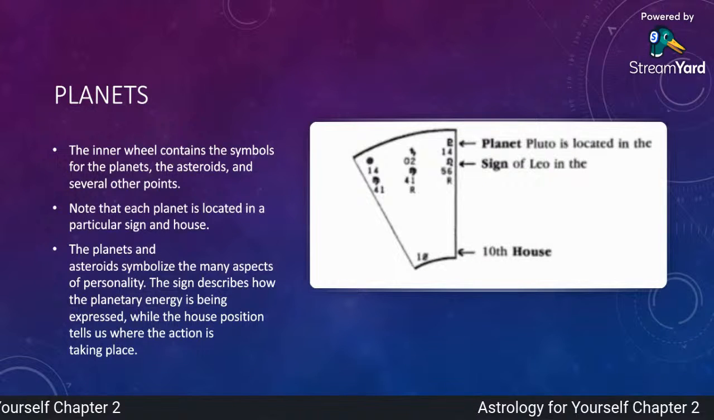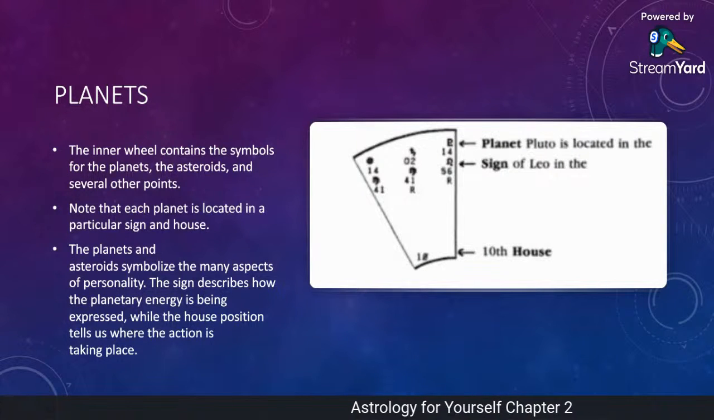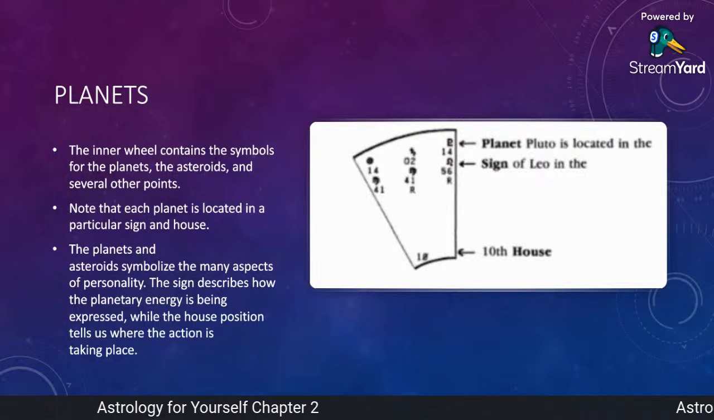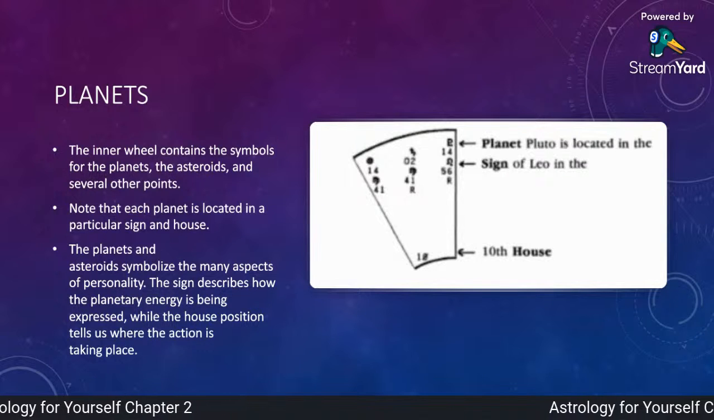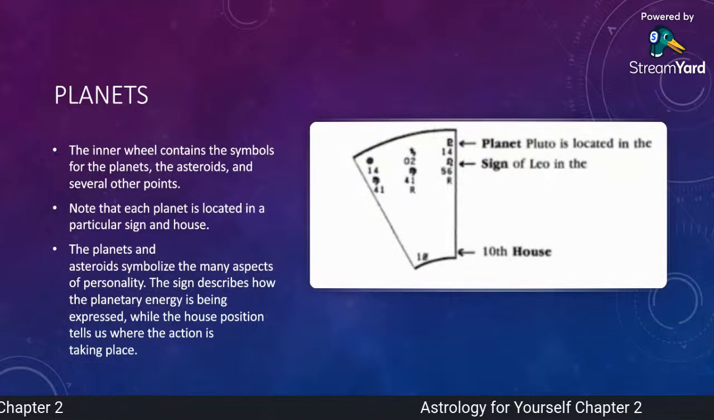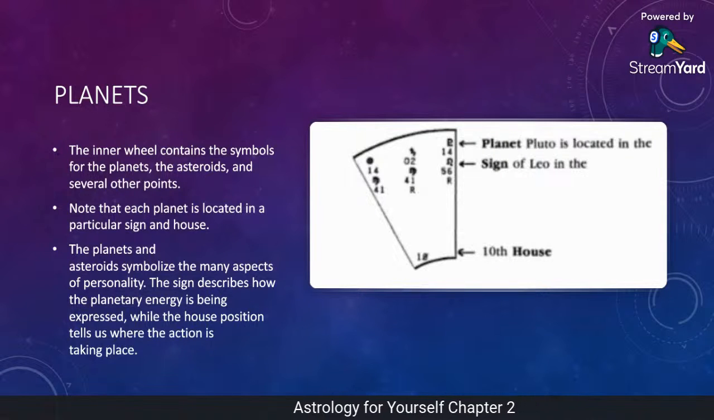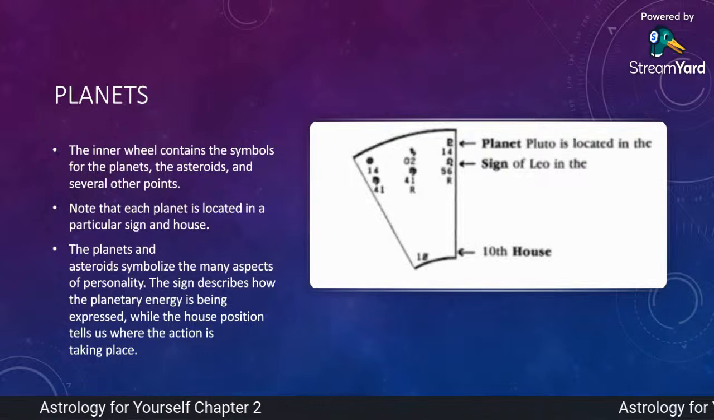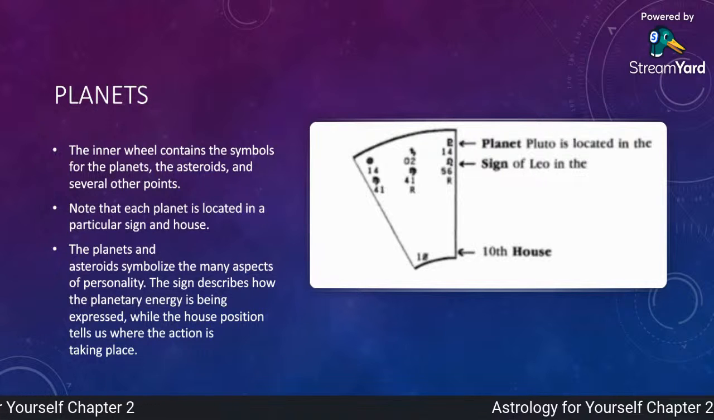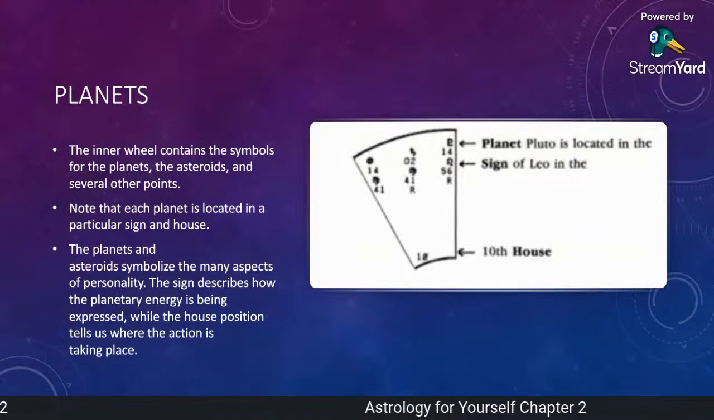Finally, the inner wheel contains the symbols for the planets, the asteroids, and several other points. Note their symbols. Note that each planet is located in a particular sign and house. The planets and asteroids symbolize the many aspects of personality. The sign describes how the planetary energy is being expressed, while the house position tells us where the action is taking place.